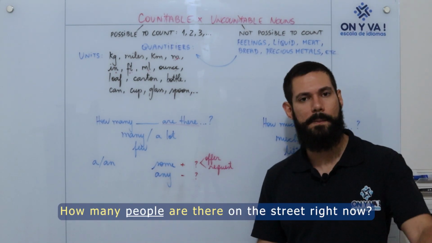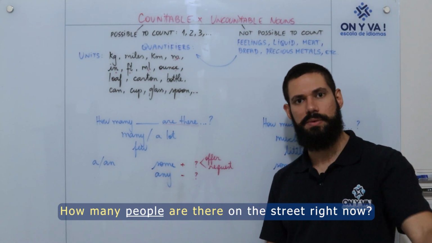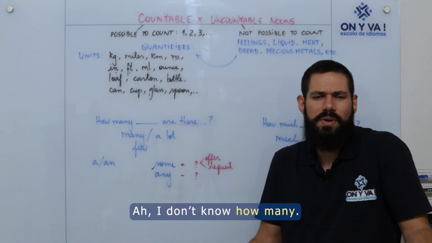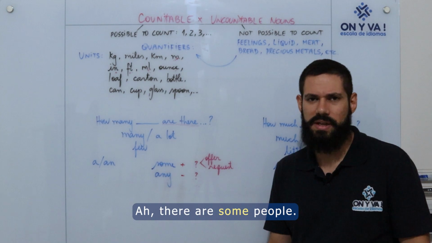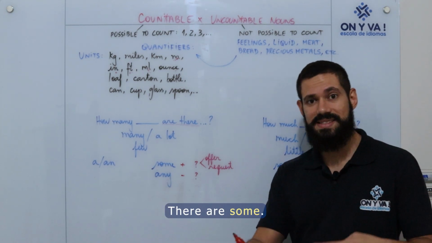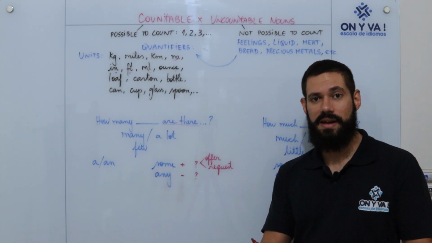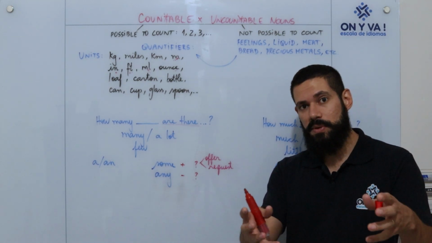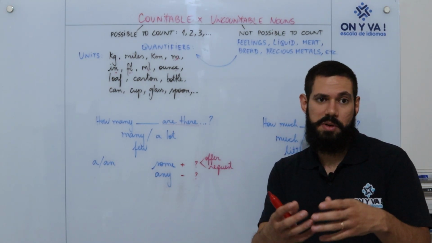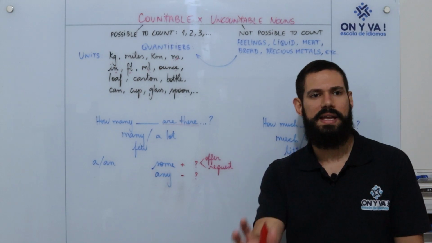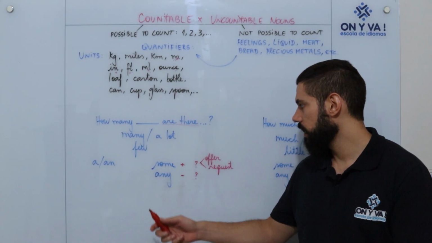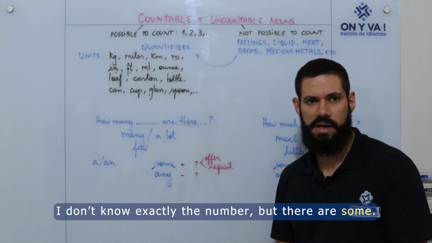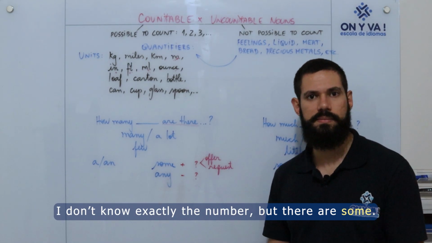Like, how many people are there on the street right now? I don't know how many. There are some people. There are some. You are saying that there are some people there, a quantity of people, but you don't know exactly if it's 10, 20, 15. So you say, there are some people there. I don't know exactly the number, but there are some.